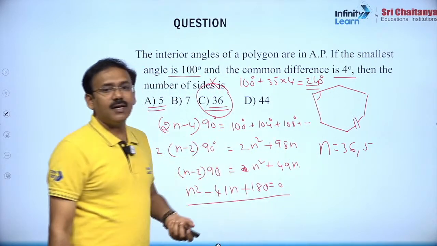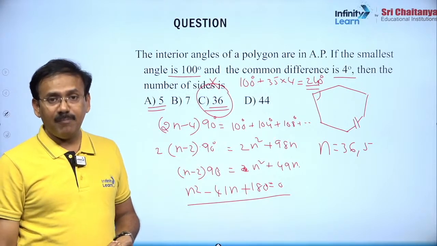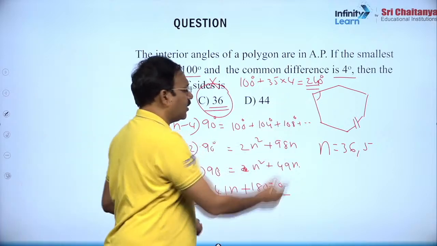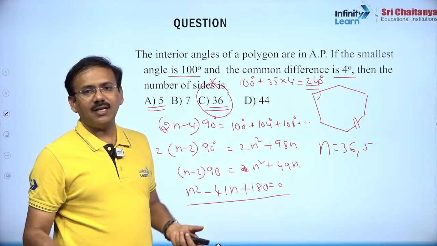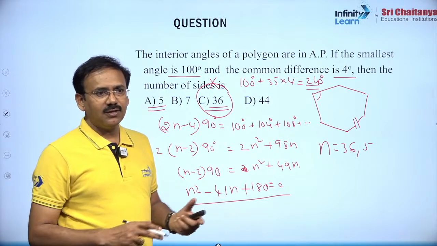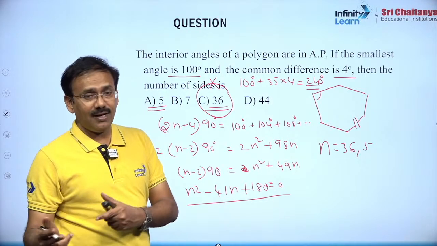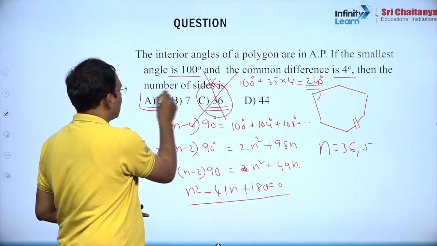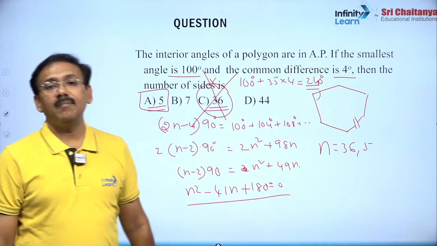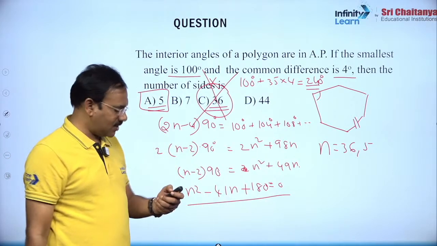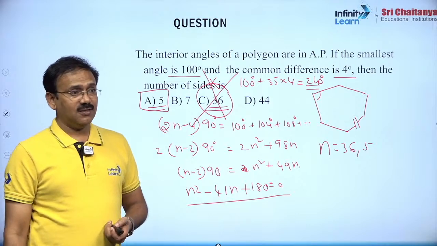In a polygon any interior angle should be less than 180, but you got 240. So there is no chance that it will have 36 sides. If you take 36, there will be angles more than 180, and hence this option is invalid, only 5 is the answer. It is a very important and different kind of question in AP, my dear friends. Got it? Clear, dear students?